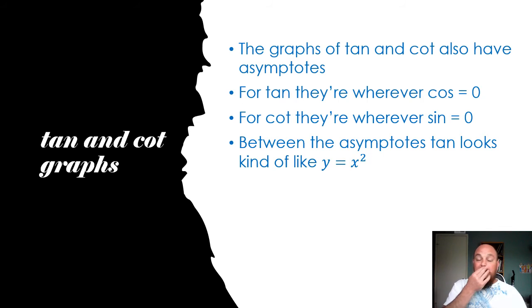Now, for tangent, you get these funny shaped graphs between the asymptotes. It looks a lot like x cubed. I said x squared, let's fix that. Not x squared, they're not parabolas. It looks like x cubed. It has this graph that twists and goes up in one direction and down in the other.